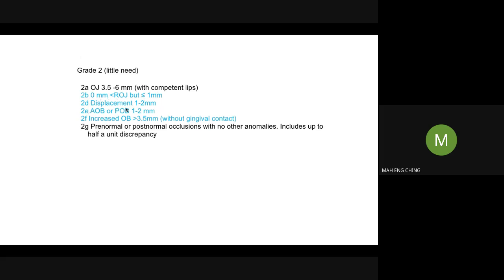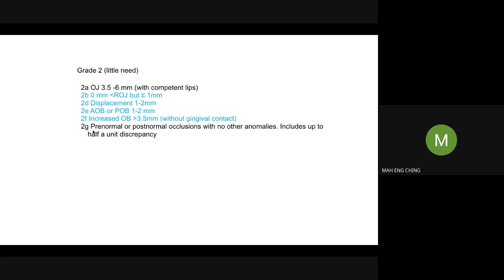Then 2D displacement, 1 to 2 millimeters. And 2E anterior open bite, 1 to 2 millimeters. So displacement and the open bite, they always stick together, same measurements. And 2F, increased overbite, more than 3.5 millimeters without gingival contact.